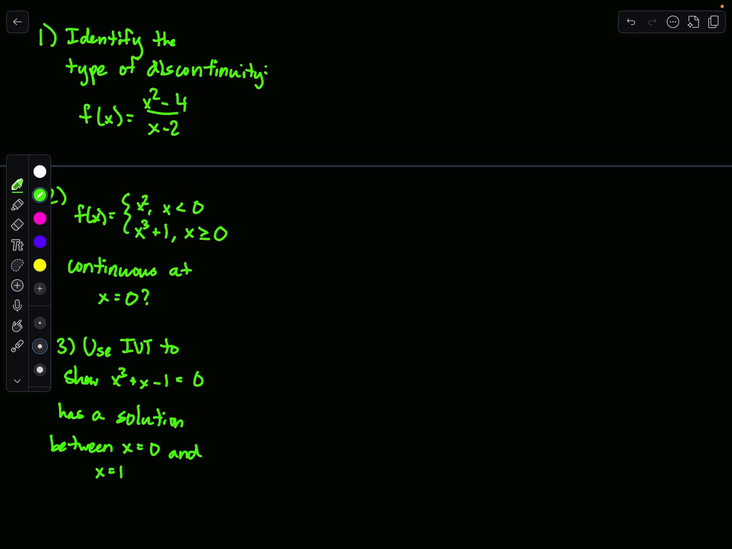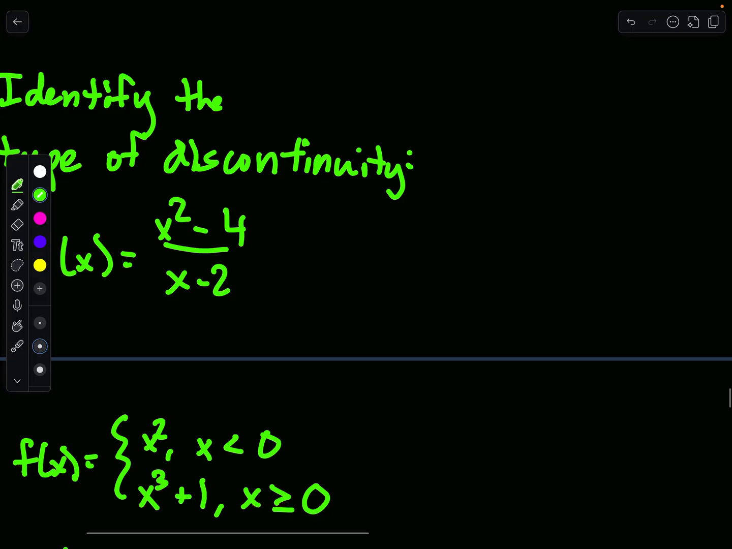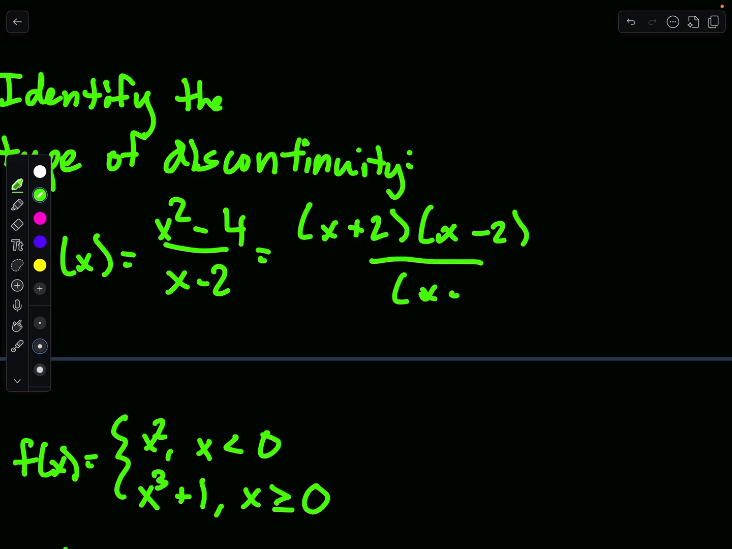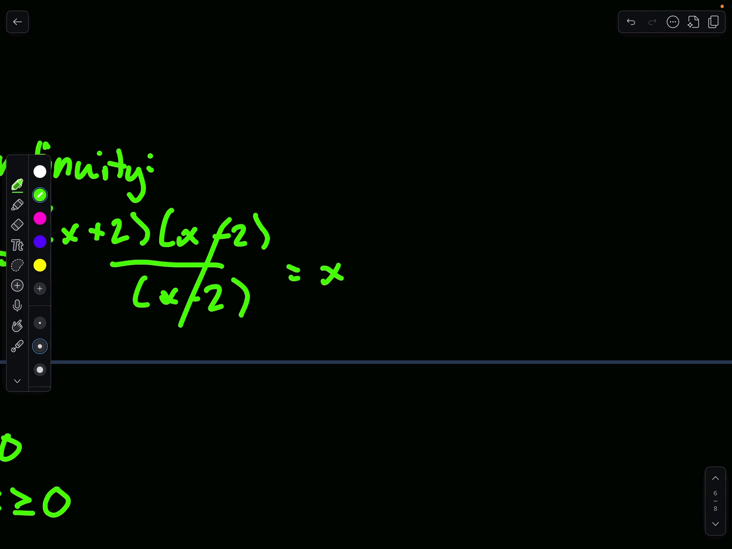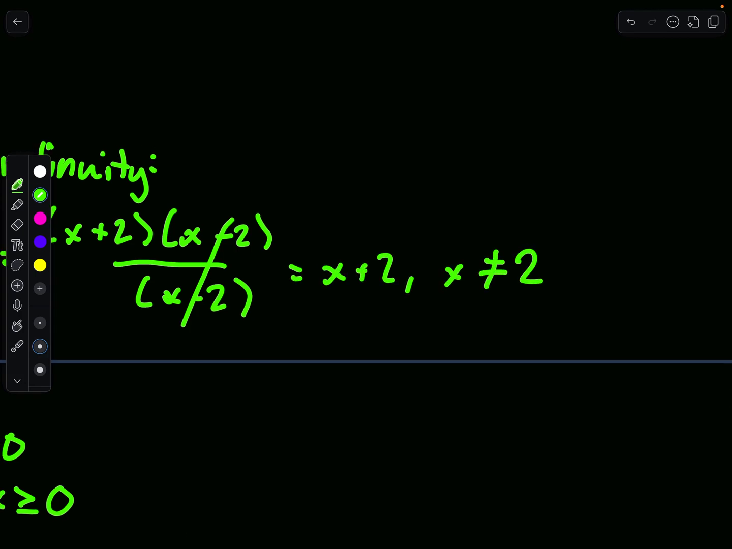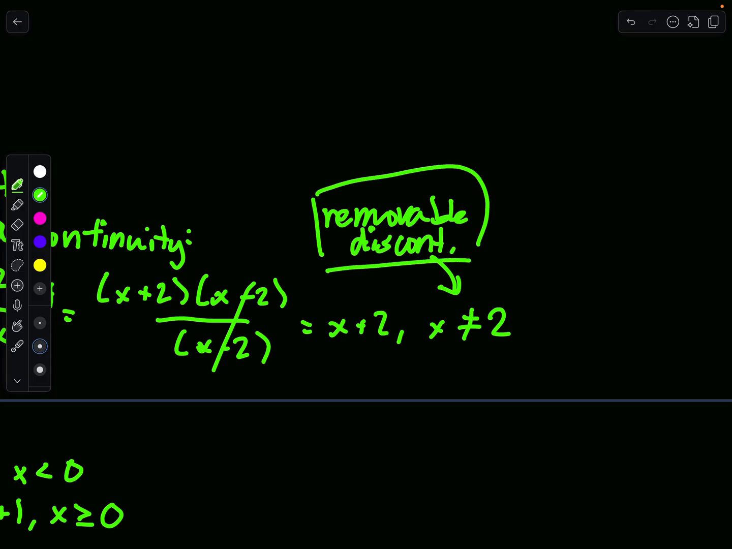Welcome back. So here we identify the type of discontinuity. You can see that you can factor to (x plus 2)(x minus 2) over (x minus 2), and you get x plus 2, where x cannot equal 2. This means that there is a hole at x equals 2, so it's a removable discontinuity.